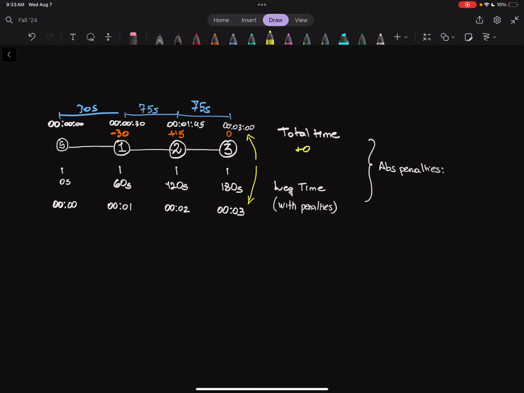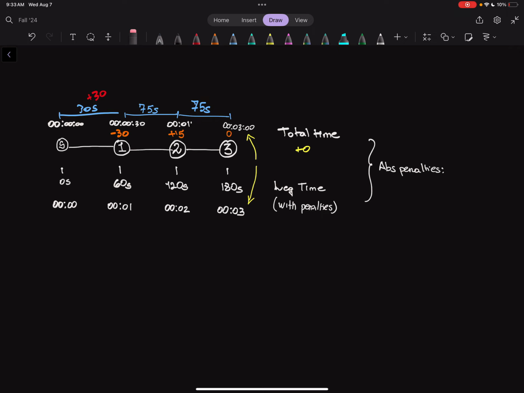So you get 0 penalties for total time. But now you're 30 seconds off here, so you get a penalty here, plus 15, plus 15. So you get a total penalty of, hold on, I think I did this wrong. Made a little bit of a mistake here.